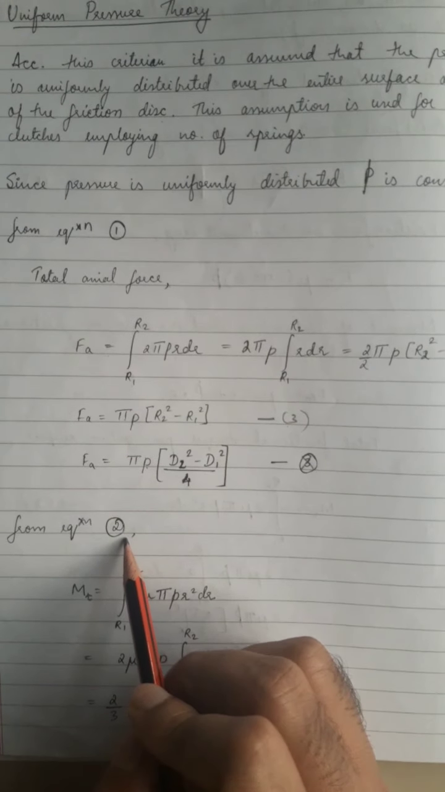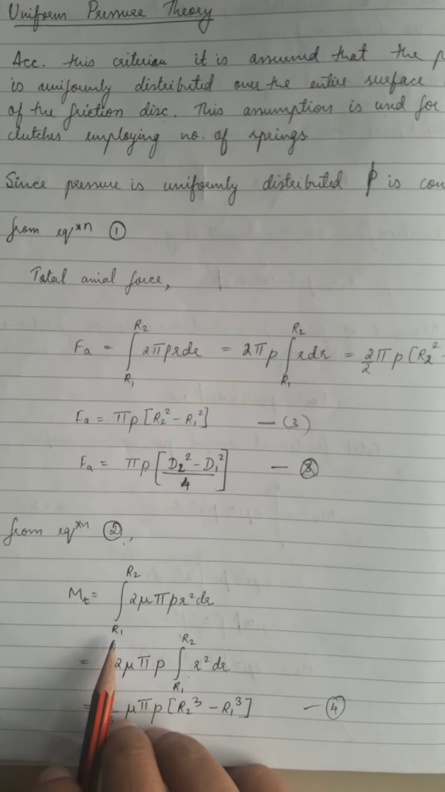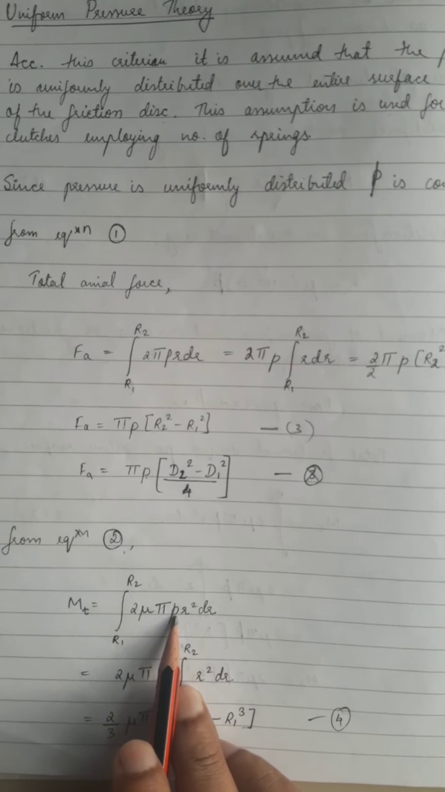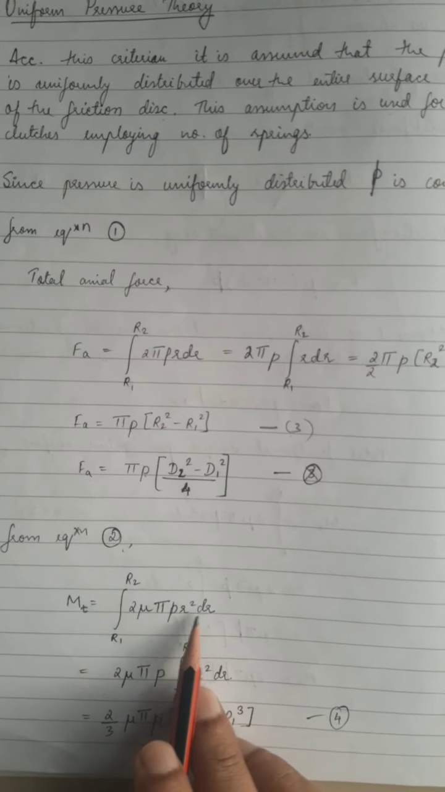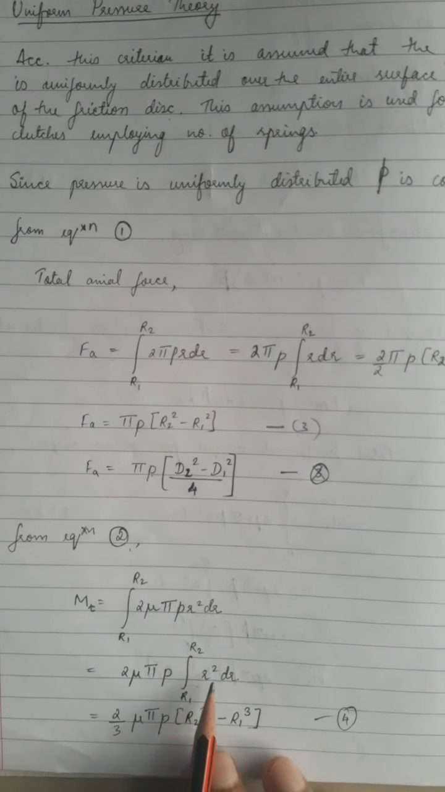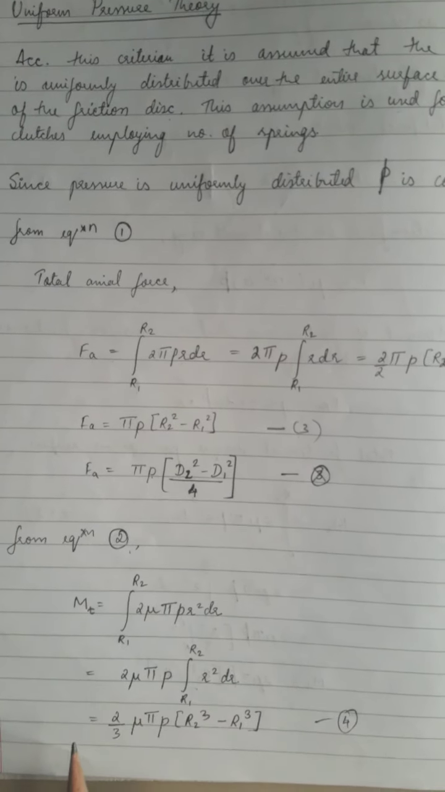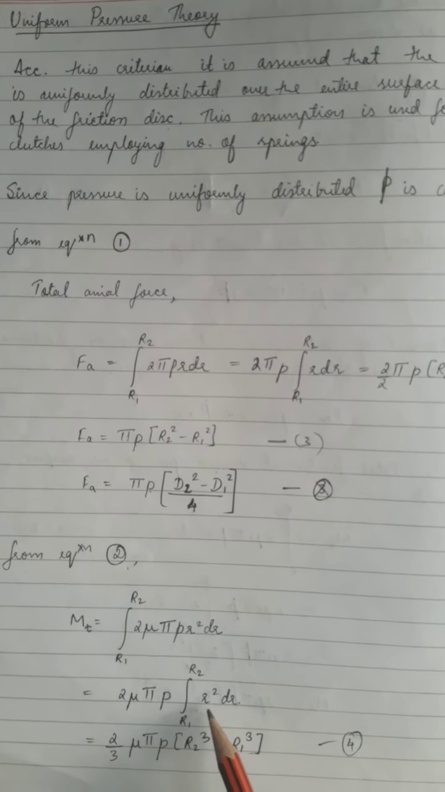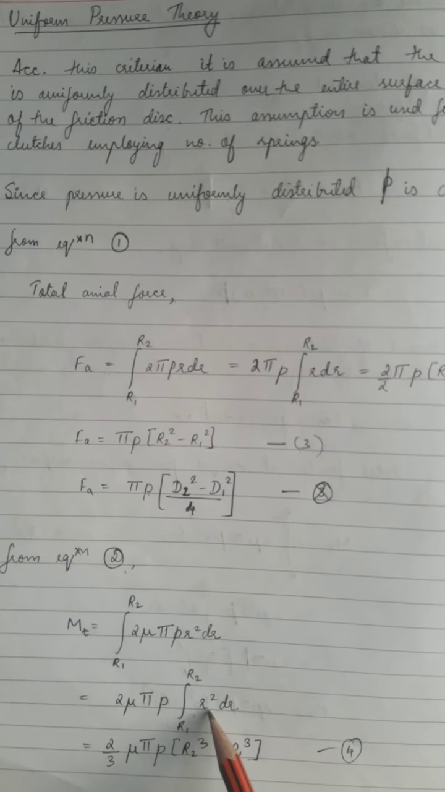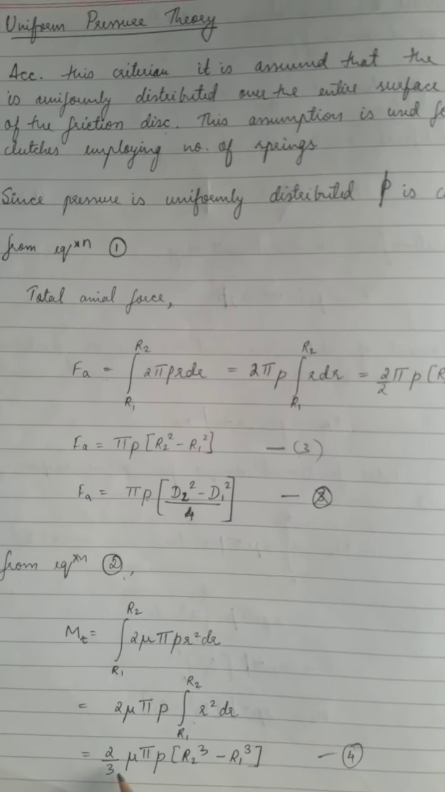Next, from equation number 2 we have this equation. Torque Mt is equal to the integration with limits r1 to r2 of 2 mu pi into pressure p r square dr. Taking the constants outside, 2 mu pi p, we are left with the integration of r square dr with the limits r1 to r2, and we know that the integration of r square is r cube divided by 3. Applying the limits we get r2 cube minus r1 cube divided by 3.